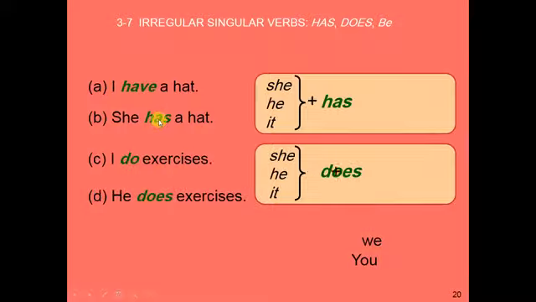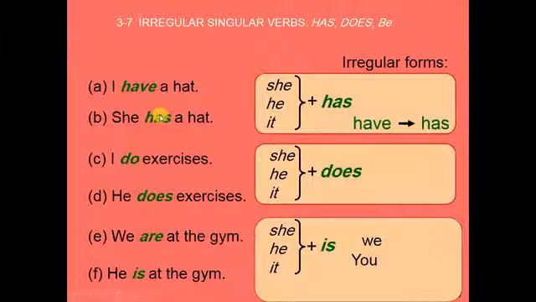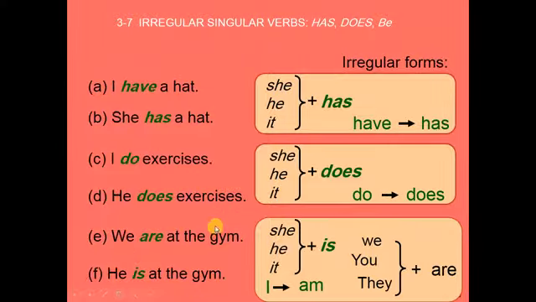There are some irregular verbs like verb to have, verb to do, verb to be. In the present, have becomes have or has according to the pronoun. She, he, it take has. I, we, you, they take have. I do exercises. He does exercises. Verb to do or does. Verb to be: am, is, or are. So these are irregular forms of the verb in the present simple.